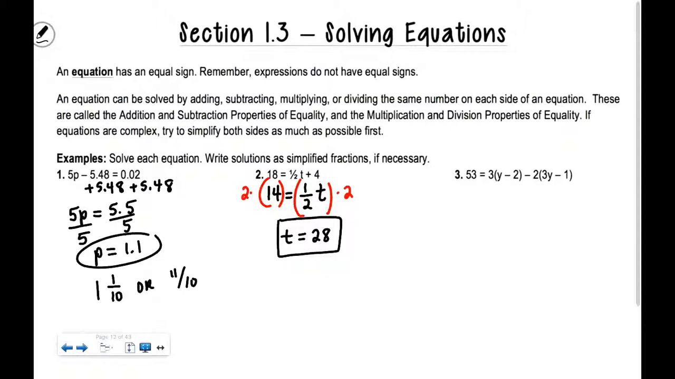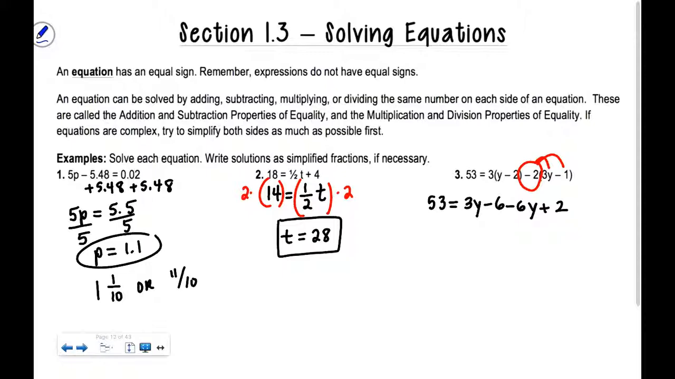Okay, so they get a little bit more complicated. This one involves the distributive property. So we have 53 is equal to 3y minus 2 times (3y minus 6)... Now be careful. I always put questions like this on the test, and about 10 people get this one wrong. When they distribute, they do the negative 6y, but then they put negative 2. Make sure you're distributing the negative 2 times negative 1 to get positive 2.